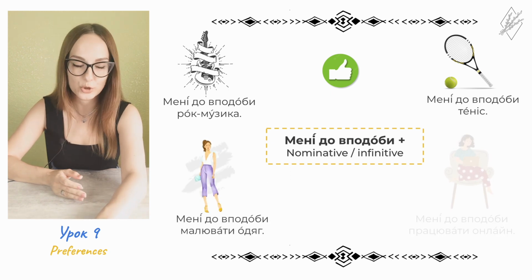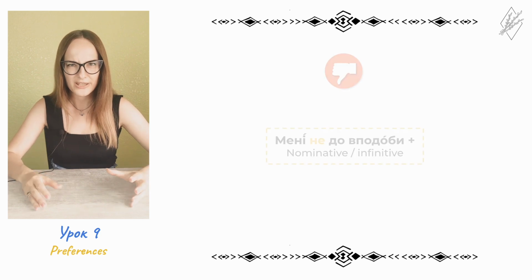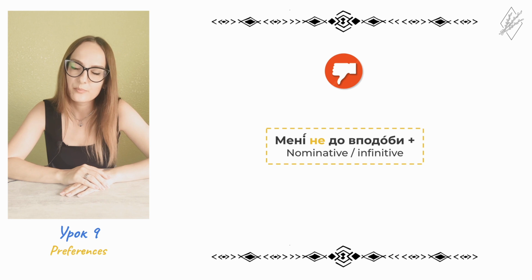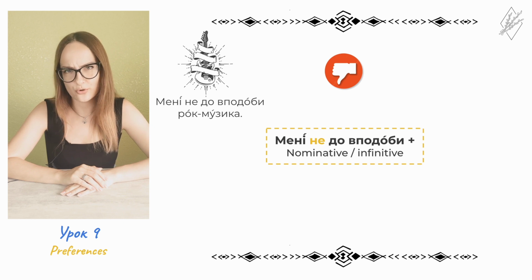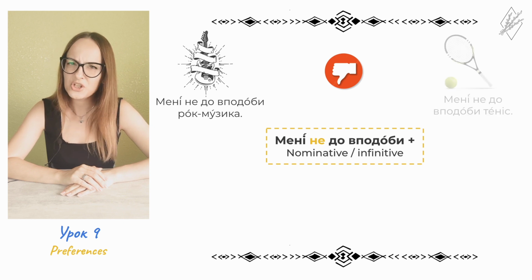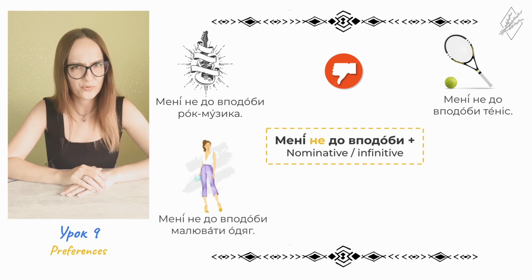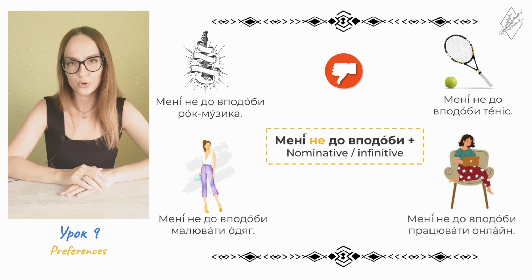Отже, мені до вподоби. And also it has the negative form. Мені не до вподоби. I don't like something. For example, мені не до вподоби рок-музика. Мені не до вподоби теніс. Мені не до вподоби малювати одяг. Мені не до вподоби працювати онлайн.